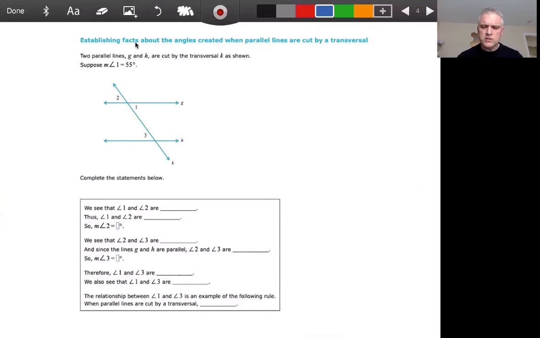All right, this next little topic here asks us to establish facts about angles when parallel lines are crossed by transversals. So it says, suppose angle 1 is 55 degrees. 55 degrees for angle 1. We see that angle 1 and angle 2 are, so what are we going to write here? Angle 1 and angle 2 are vertical. Thus, angle 1 and angle 2 are congruent.